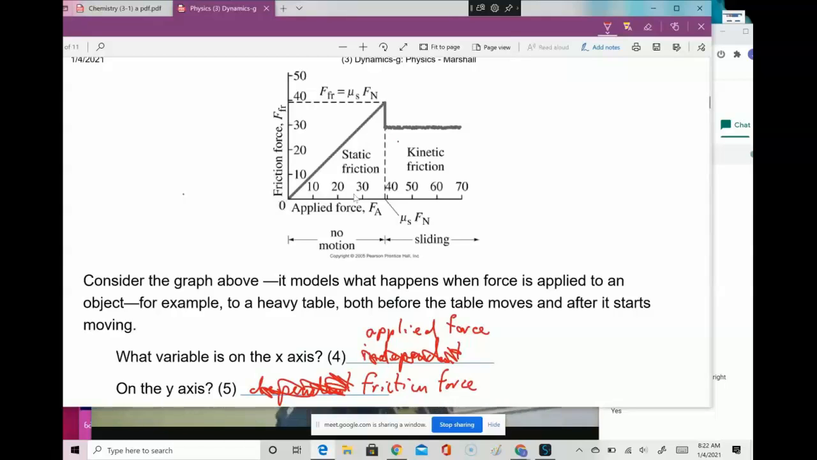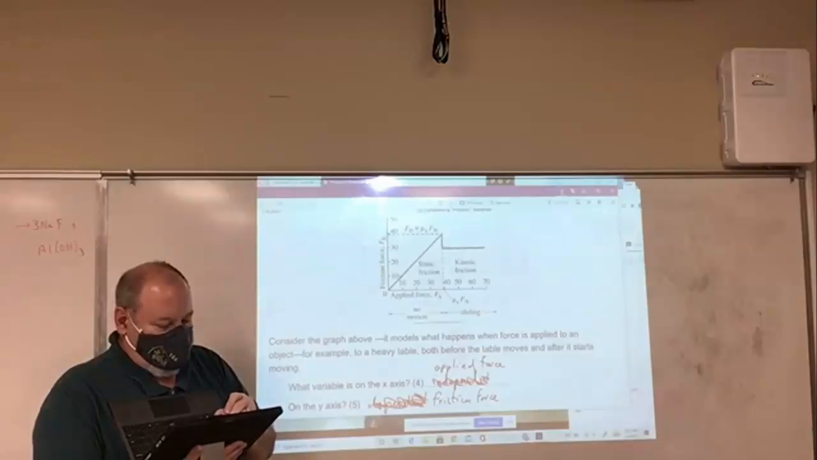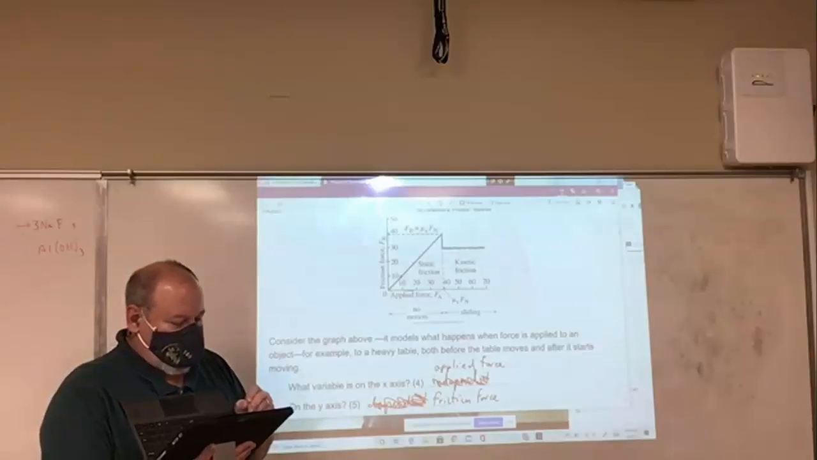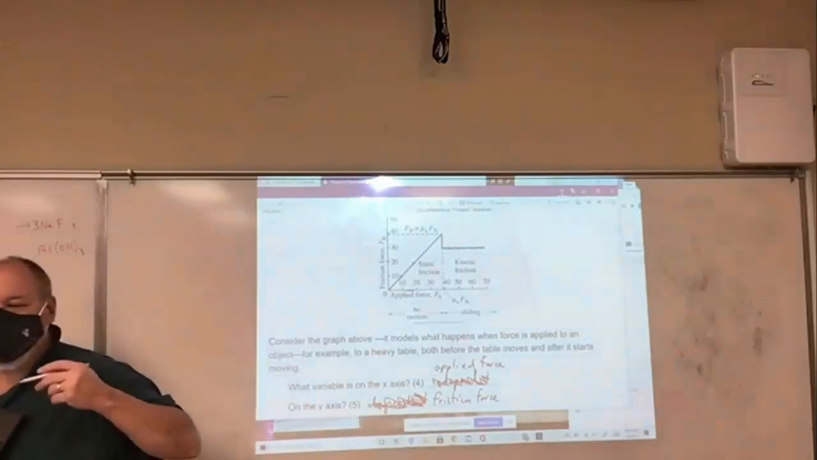At least to start with. If I increase the applied force, what's happening to the force due to friction? I'm pushing on the table. I push with 0 newtons. Then I push with 10 newtons. Then I push with 20 newtons. What's happening to the force of friction on the table? What's the graph show? If I go to 10 newtons, what happens to the friction force? It increases to 10 newtons. If I increase my force to 20 newtons, what happens to the friction force? Goes to 20 newtons.